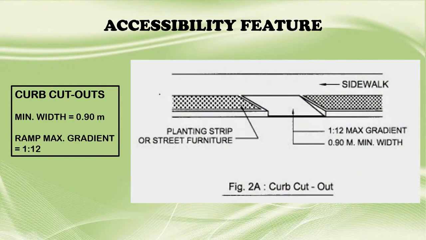Curb cutouts. Curb cutouts should only be allowed when they will not obstruct a walkway or in any way lessen the width of a walkway. Minimum width, 0.90 meters. Ramp maximum gradient, 1:12.